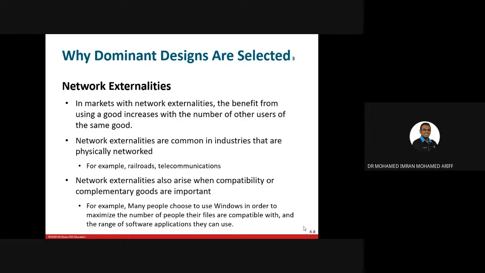Okay, and another example is that many people choose to use Windows in order to maximize the number of people their files are compatible with, and the range of software applications they can use. Everyone buys Windows because it's more compatible. Okay, so that's why Windows is doing well, because everyone uses that. Everyone outside uses that. Okay, so you have to see what is outside. So you want to come up with something. Now you know everyone outside mostly uses mobile phones. So you have to come up with something relevant to mobile applications, mobile phones, or maybe something which can be linked back to mobile services.